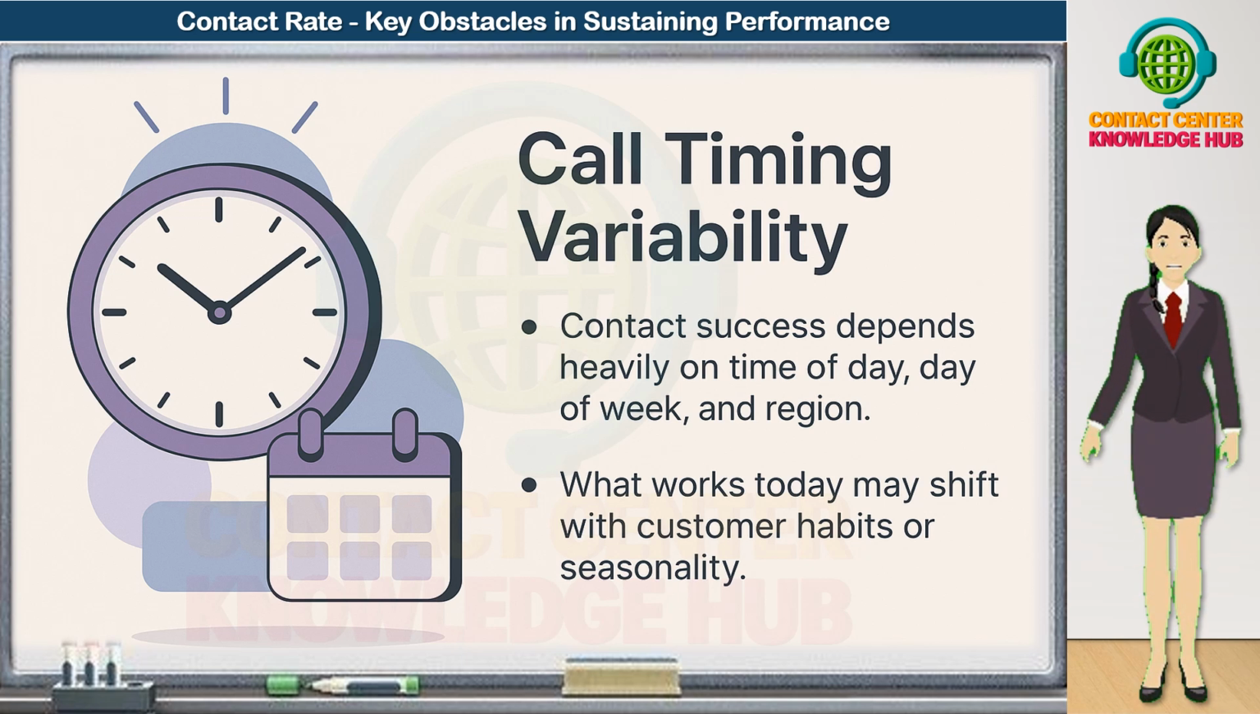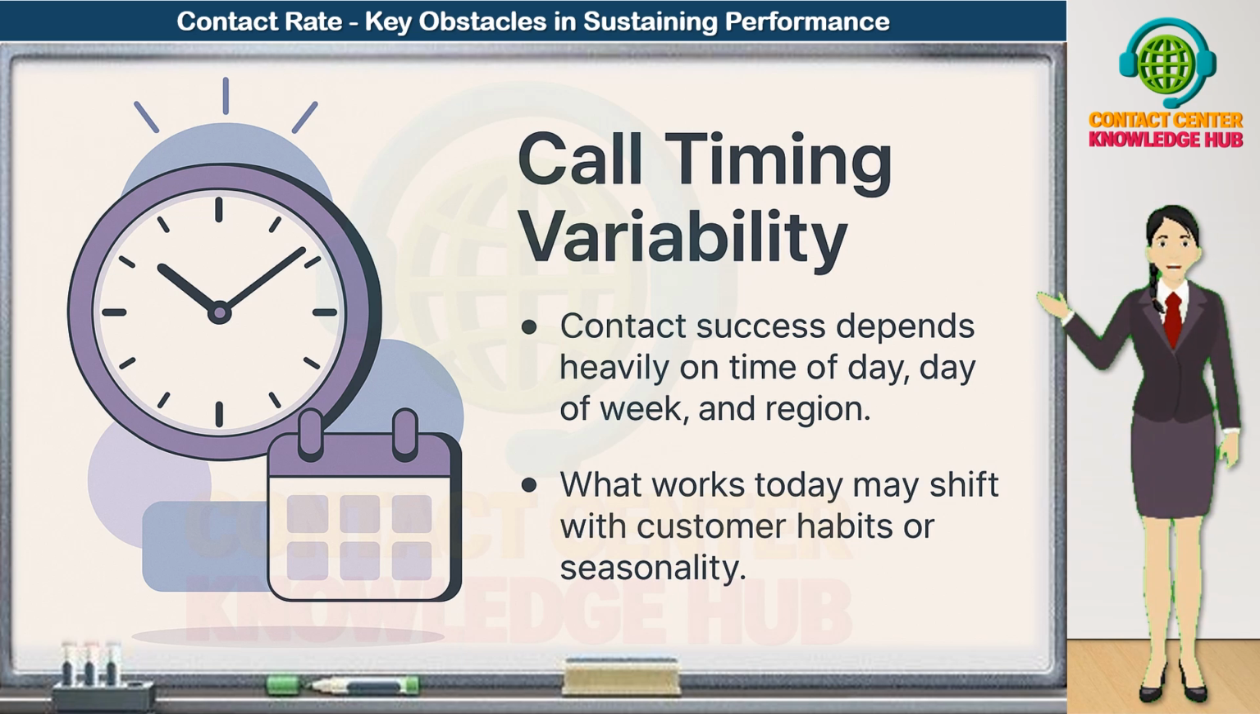Another dynamic challenge influencing contact rate is called timing variability. Your ability to reach the right customer often depends on when you call, the time of day, the day of the week, and even the region or time zone you're targeting. For example, what works perfectly in one area may fail completely during the same hours in another. Adding to the complexity, customer availability patterns are not static. They shift with seasonal trends, work-from-home patterns, holidays, and even economic or lifestyle changes.